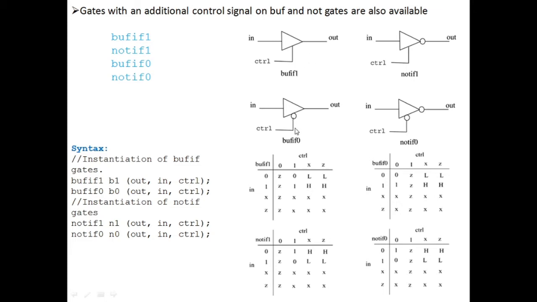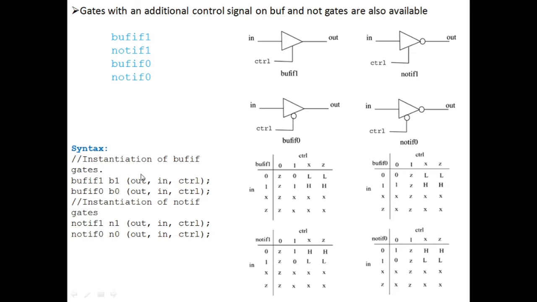In a similar manner, you can analyze the properties of notif1 and notif0, and how they are going to behave. Just because a buffer is a transparent logic and an inverter is an inverting logic, it is left to you. The corresponding truth tables for bufif1 and bufif0, notif1 and notif0 can be traced in the corresponding truth table.